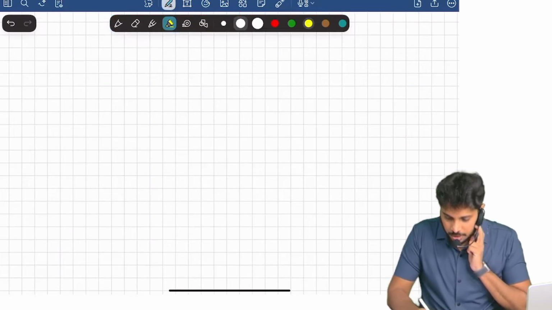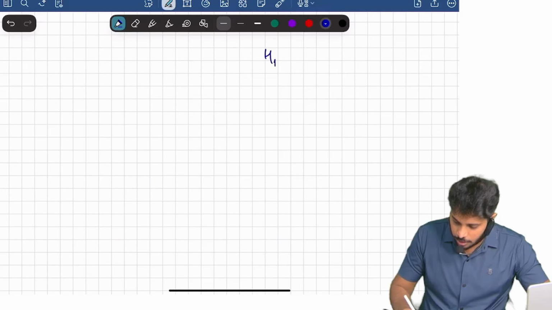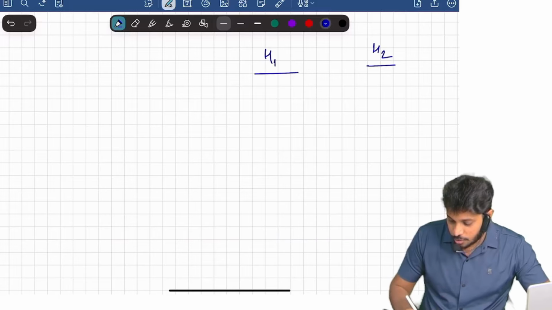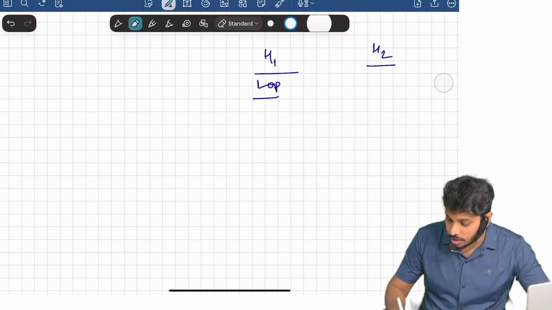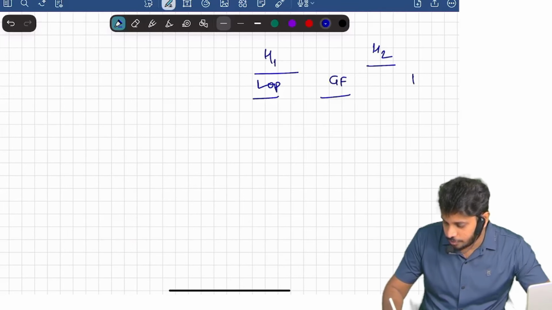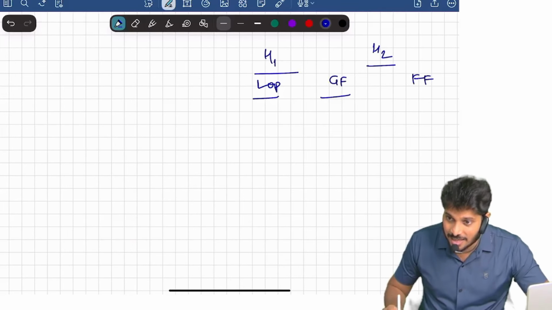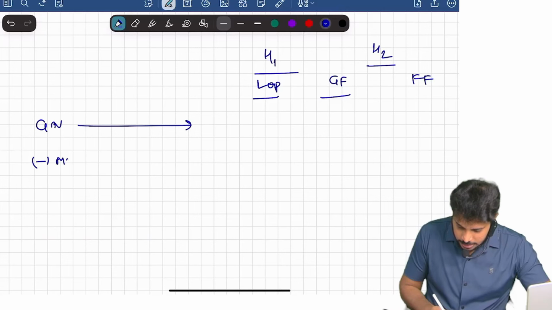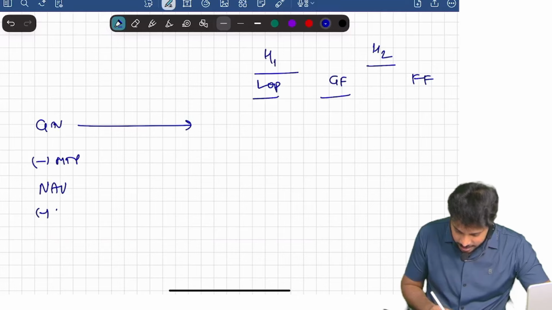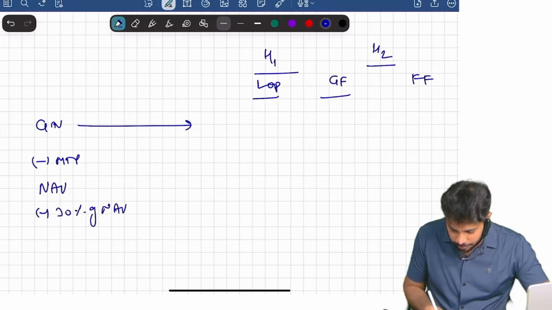Fantastic question. Only house number 1, house number 2. Yes or no? House number 2 is not directly a let out property. House number 2 has 2 units, unit 1, unit 2: ground floor, first floor. Agreed? Yes or no? Now gross annual value, minus municipal taxes paid, then what you get is net annual value, minus 30% of NAV, minus interest on loan.